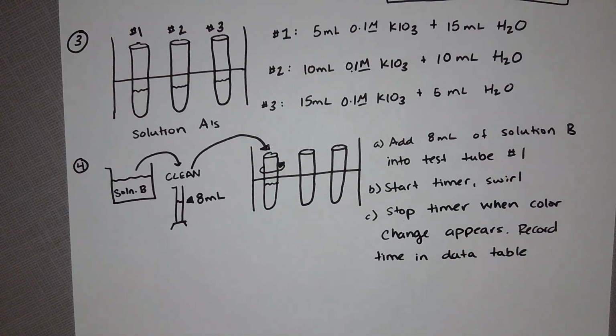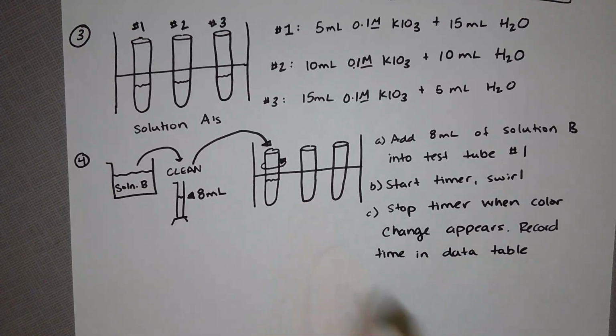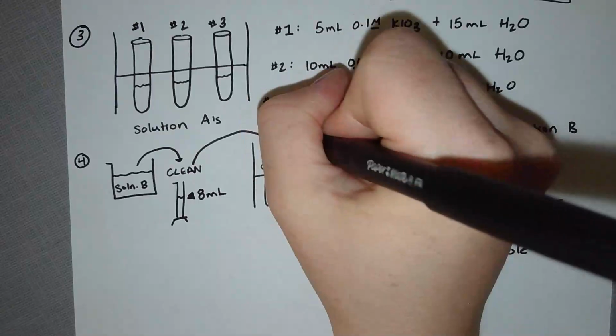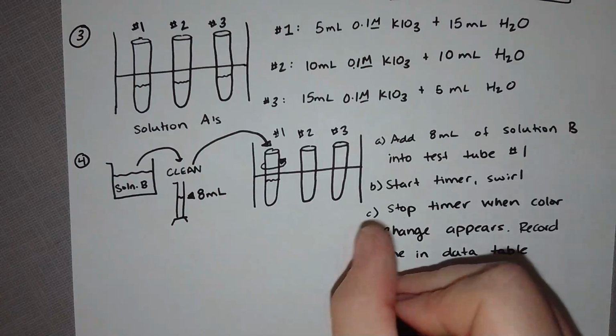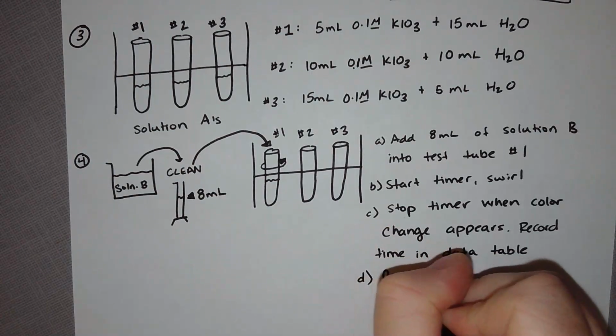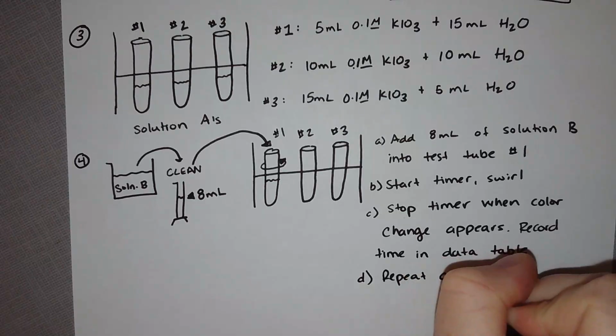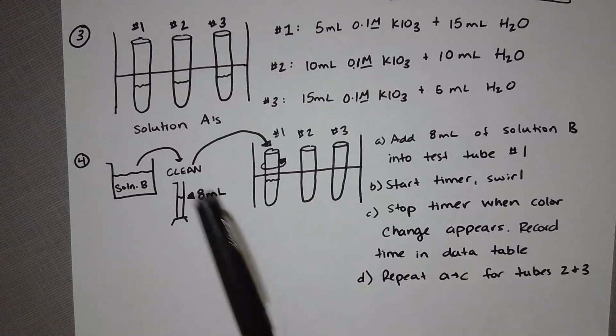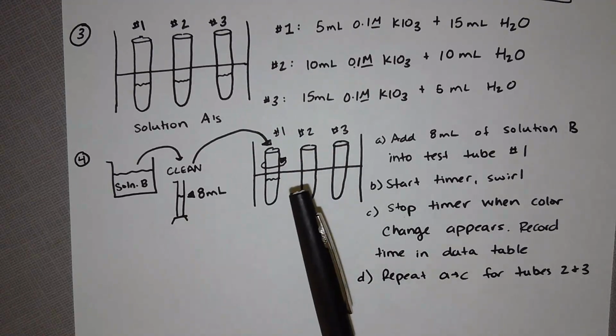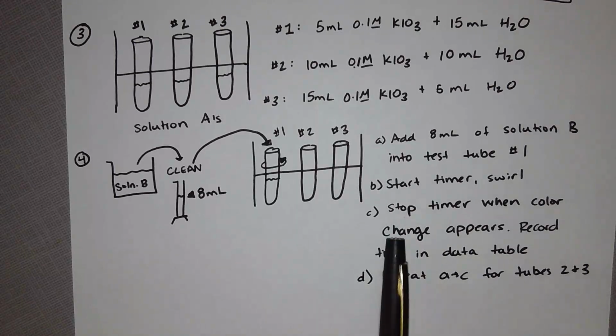And we are going to repeat. So we have 3 different test tubes here. Test tube number 1, test tube number 2, test tube number 3. You are going to repeat steps A through C for tubes 2 and 3. So same thing. Get 8 new milliliters of solution B, put it in the test tube, swirl it, start the timer when you combine it, stop it when the color change appears. Make sure you're recording that time stamp each time.